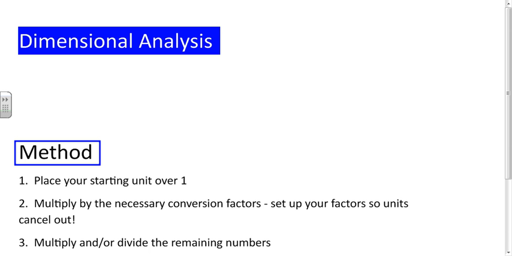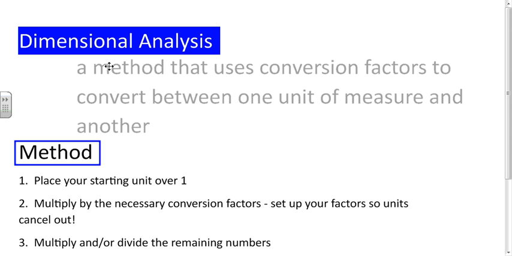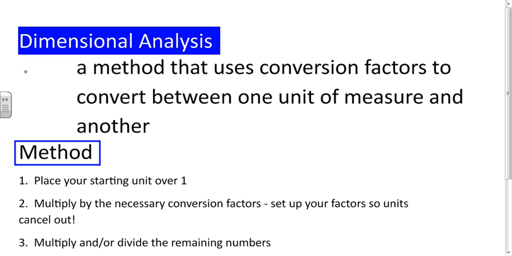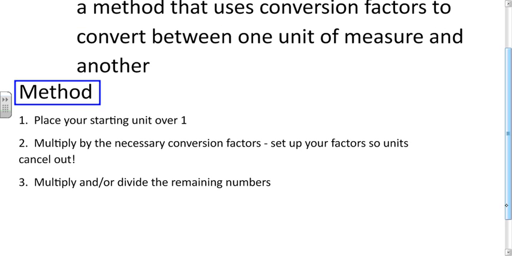So we're going to use something called dimensional analysis to do this. Dimensional analysis is a method that uses conversion factors to convert between one unit of measure and another. The way we're going to do this is we're going to place our starting unit over 1, and we're going to multiply by the necessary conversion factors. We want to make sure you set up your factors so the units will cancel out, and you'll see some examples of that. Then we multiply and divide the remaining numbers.